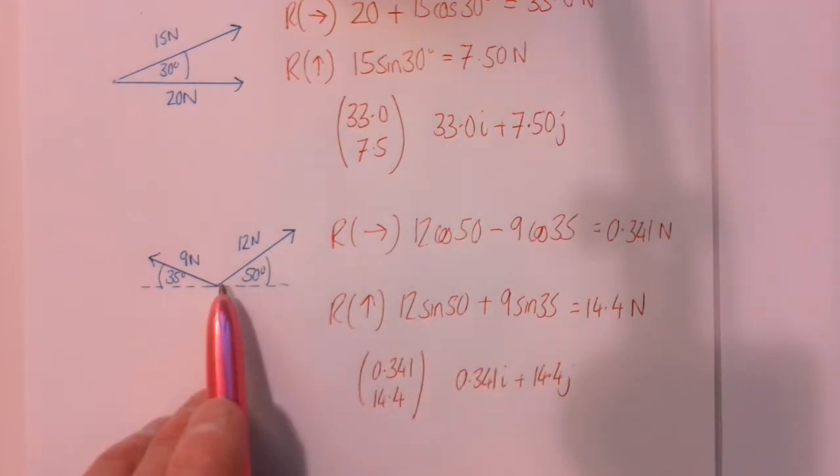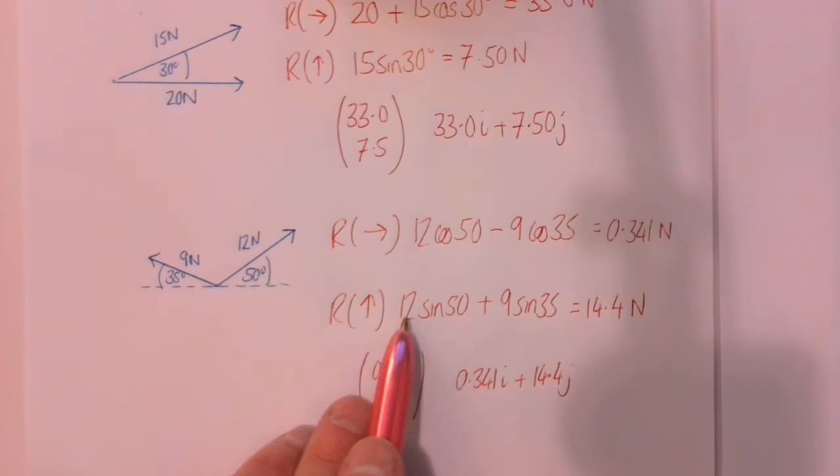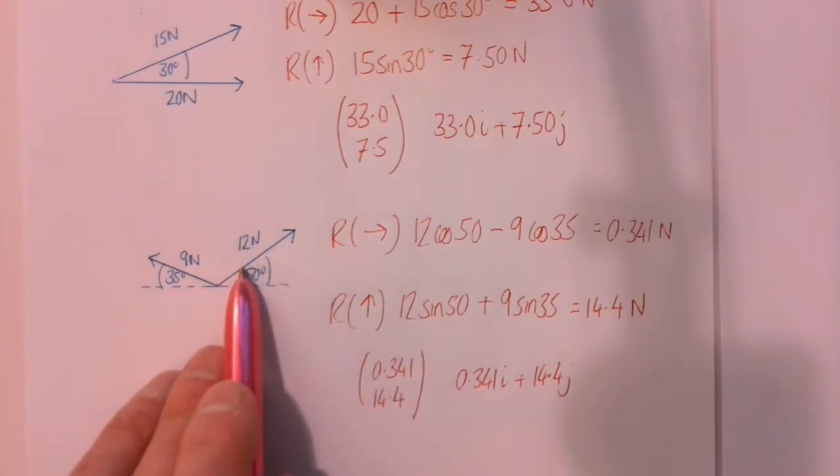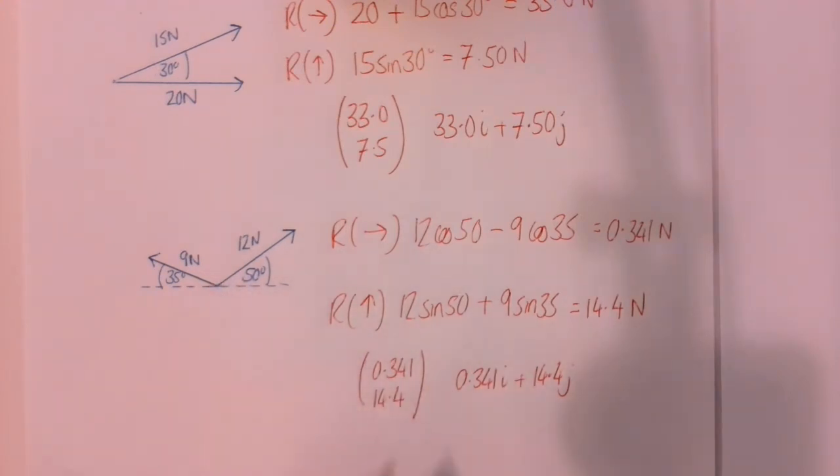However, when we resolve vertically, they're both going in the same direction. And we don't know the angle with the vertical, so it's sine of the angle with the horizontal. 12 sine 50, that's the component from this one, and 9 sine 35, which is the component from that one. And I can write that in vector form.